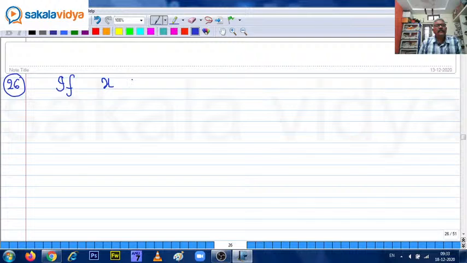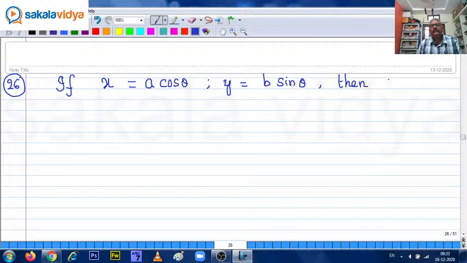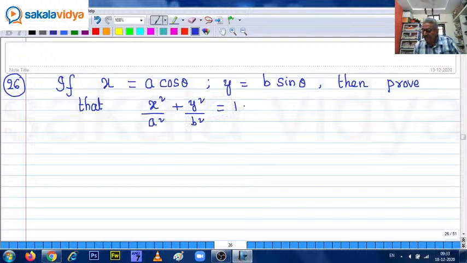If x is equal to a sin theta, y equals b cos theta. X is equal to a cos theta, y is equal to b sin theta. Then prove that x square upon a square plus y square upon b square equals 1. This is the question.